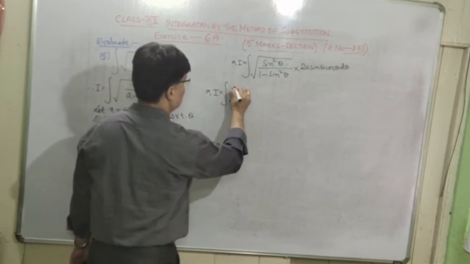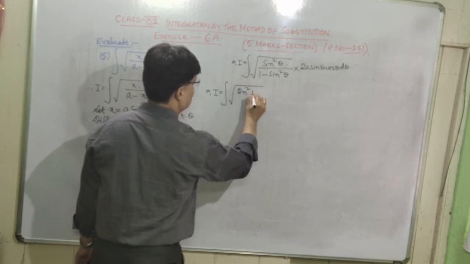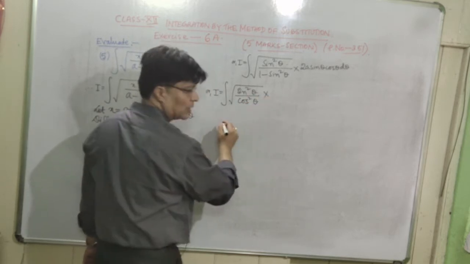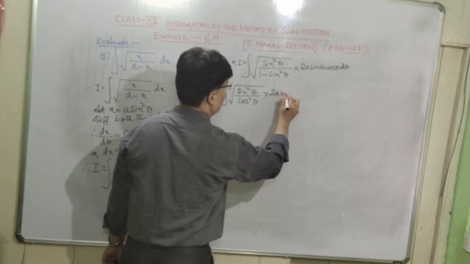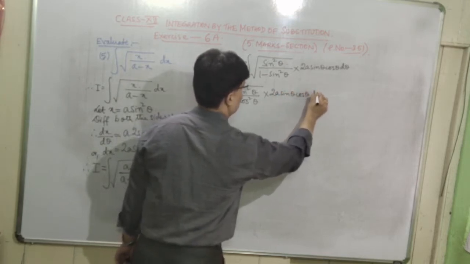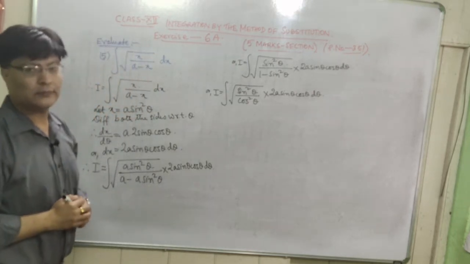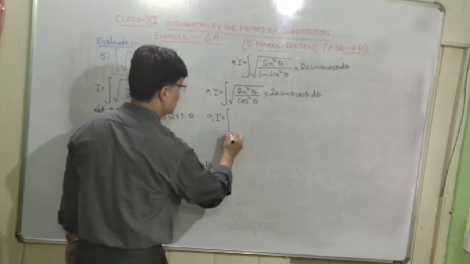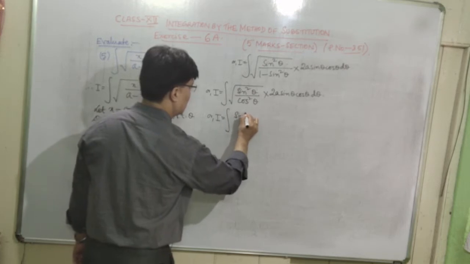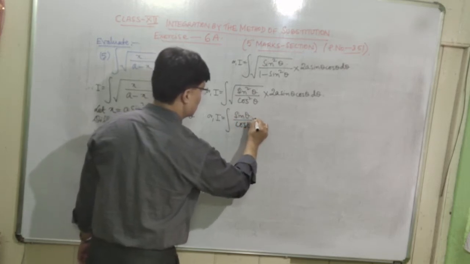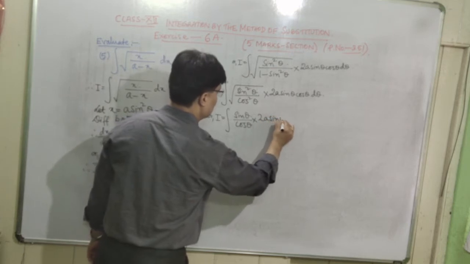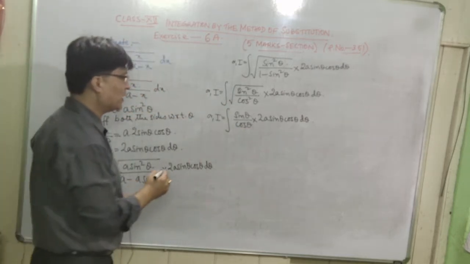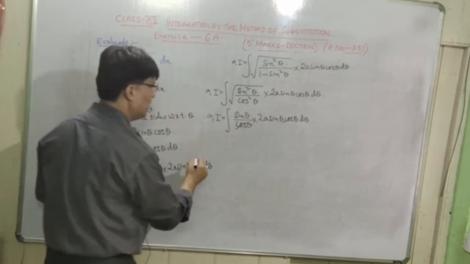I is equal to integral of square root of sine square theta divided by, what is 1 minus sine square theta? It is cos square theta, into 2a sine theta cos theta d theta. I hope you have understood it. So let us simplify it again. Don't write here tan theta, but you have to write here integral, it is sine theta by cos theta into 2a sine theta cos theta d theta. So here you can cancel this cos theta.